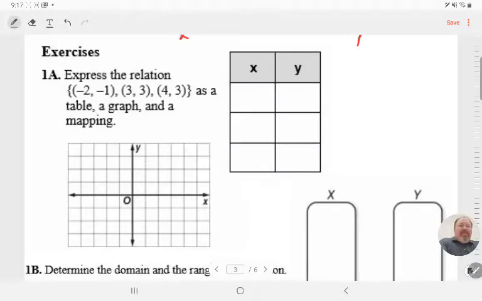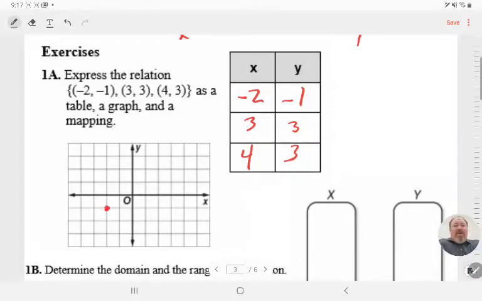All right, so express the relation (-2, -1), (3, 3), (4, 3) as a table, a graph, and a mapping. So first the table. I would have x's of -2, 3, and 4, and my y's are -1, 3, and 3. So there, done with the table. Then I would graph those.